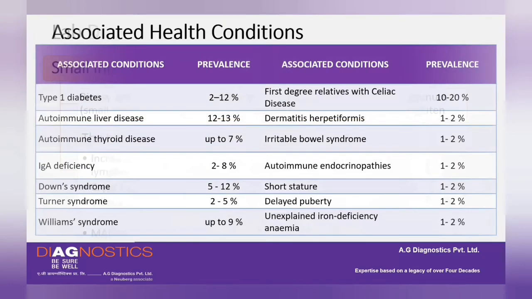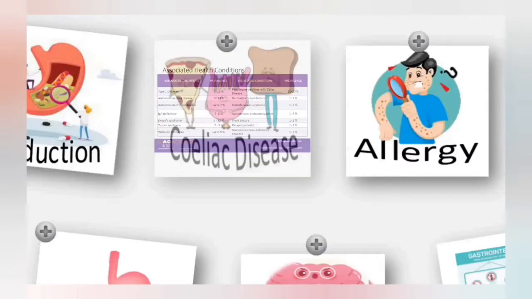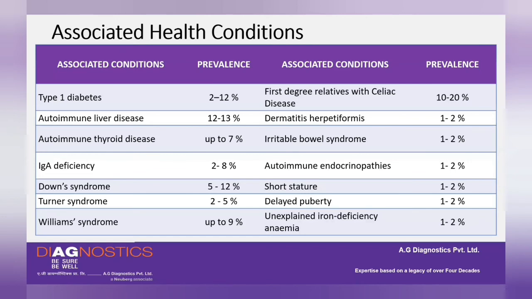As this is an autoimmune disorder, it is but expected that there will be more autoimmune disorders which are associated with celiac disease. So you have a type 1 diabetes association, autoimmune liver disease association, autoimmune thyroid disease association, and there is also an association with Turner syndrome, Williams syndrome, and Down syndrome.